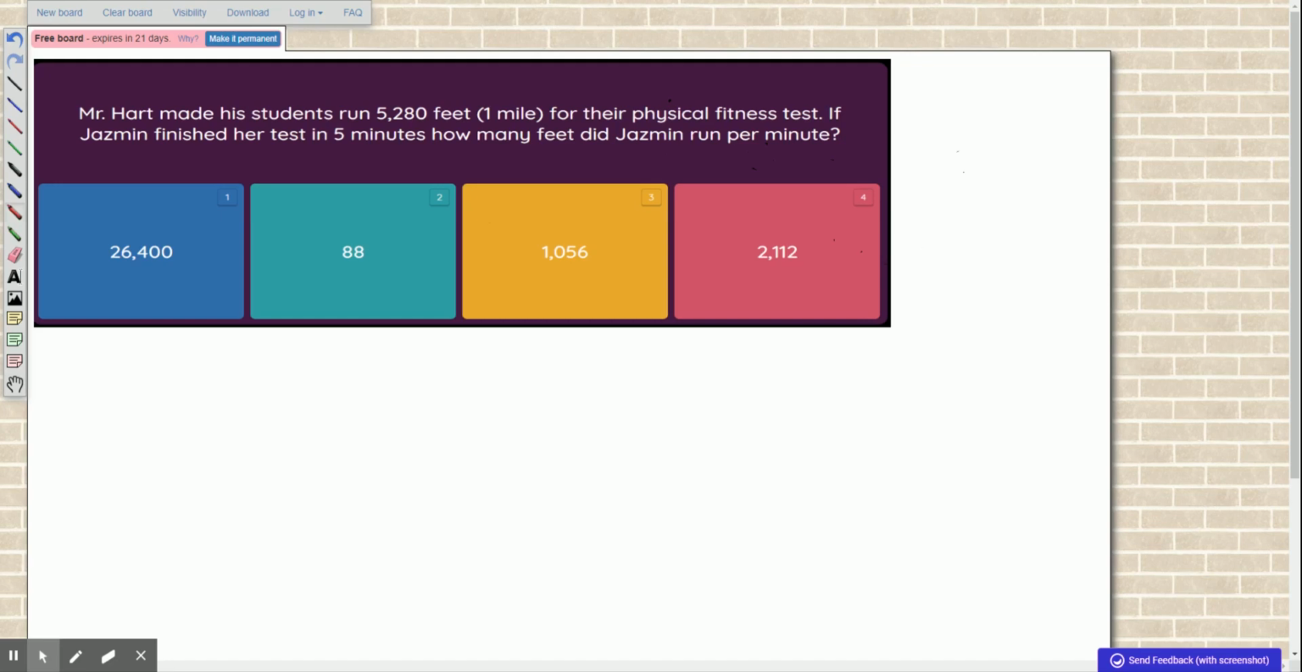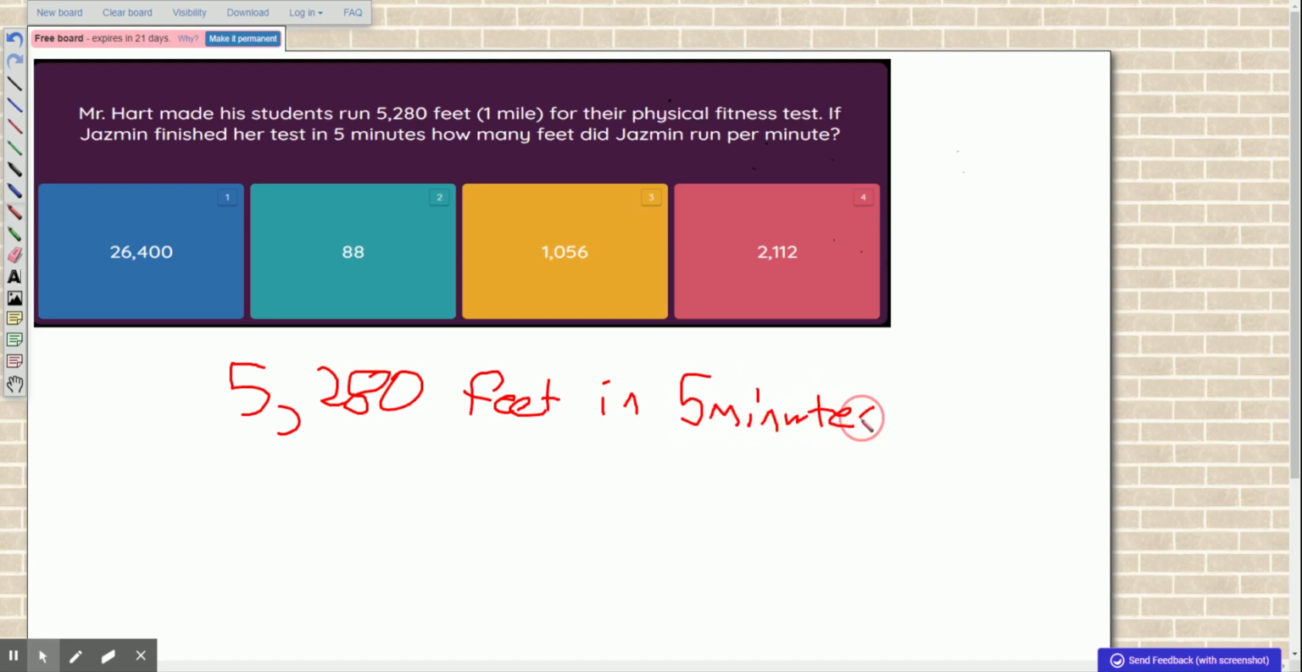Okay, our question is, Mr. Hart made his students run 5,280 feet, 1 mile, for their physical fitness test. If Jasmine finished her test in 5 minutes, how many feet did Jasmine run per minute? So we want to figure out, because she ran 5,280 feet in 5 minutes. That's exactly how far she ran in 5 minutes. And we want to figure out how far she ran per 1 minute.